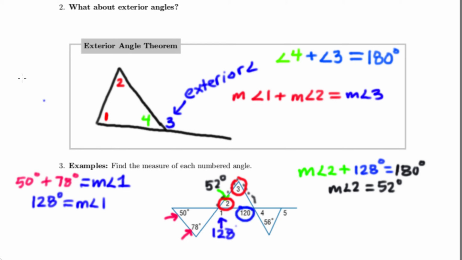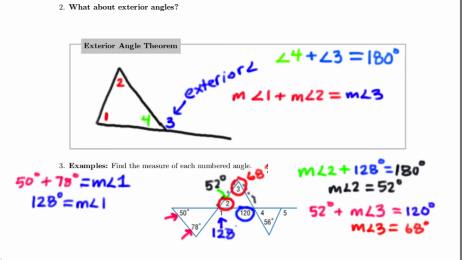So what I can now say is that angle 2 plus angle 3 are going to add up to equal 120. But 2 we know is 52 degrees, so I'm going to write 52 degrees plus the measurement of angle 3 is equal to the 120 that's on the outside. So I'll go ahead and change that to blue, is equal to the 120 that's on the outside of the angle. And now I can just solve the problem. We now have that the measurement of angle 3 is equal to 68 degrees. So we now know that this guy is 68 degrees.